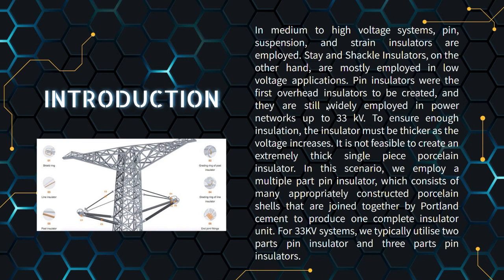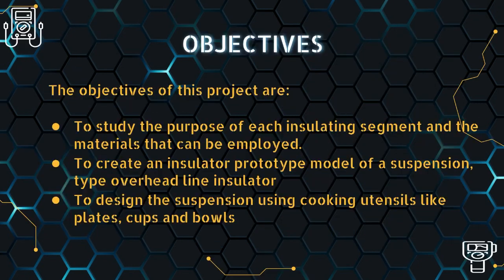So I've merged a basic picture in our introduction part, where it consists of a shed, line insulator, pod insulator, grading ring and post insulator, grading ring and line insulator, and also an end joint fitting. That's what consists in our power insulator.